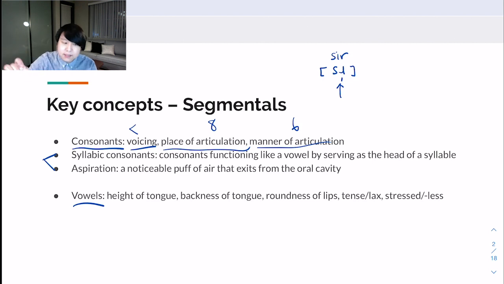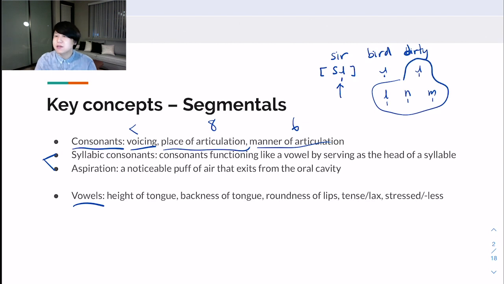So words like sir, or bird, or dirty have this syllabic R in them. In words like pickle, or funnel, or measle, you have syllabic L. Words like taken, hidden, or button have syllabic N. And words like rhythm have a syllabic M. So in English, there are 4 different syllabic consonants: R, L, N, and M.